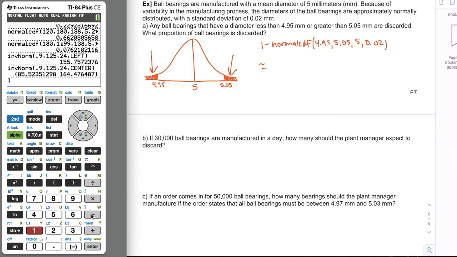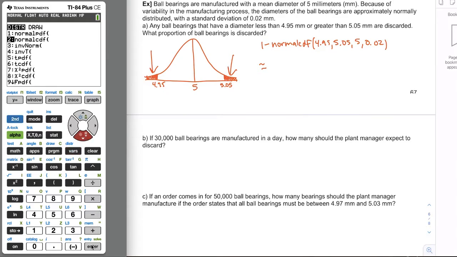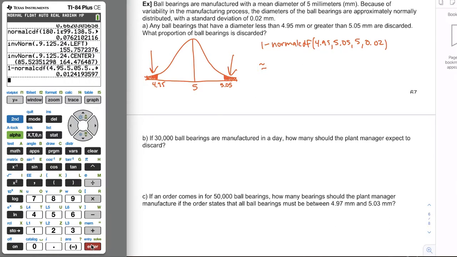So 1 minus a normal CDF, 4.95, 5.05. The mean is 5 millimeters. Standard deviation 0.02. Okay, so it's about 0.0124. So they have to toss out a little bit more than 1% of the ball bearings that are manufactured.